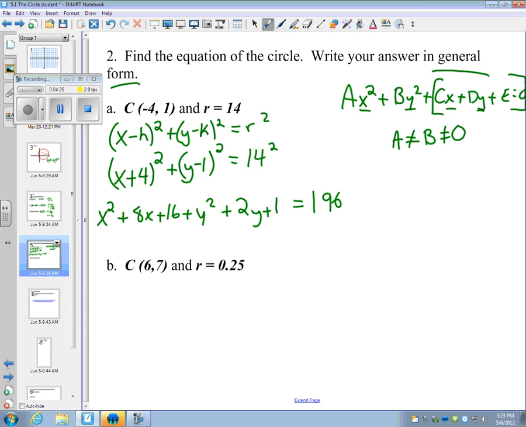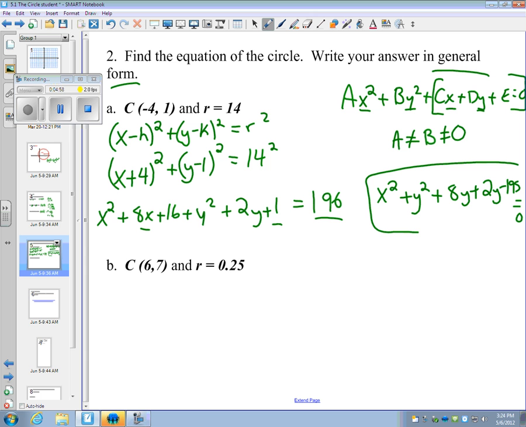Now we just need to write it in the correct order. Remember, we start with our x squared first. So we get x squared plus y squared. Now we do our x terms. It looks like we have 8x plus 2y, and then we want to bring in the constants. I have 196 and 1. I'm going to subtract, and I get negative 195, and then equals 0. That would be in general form.